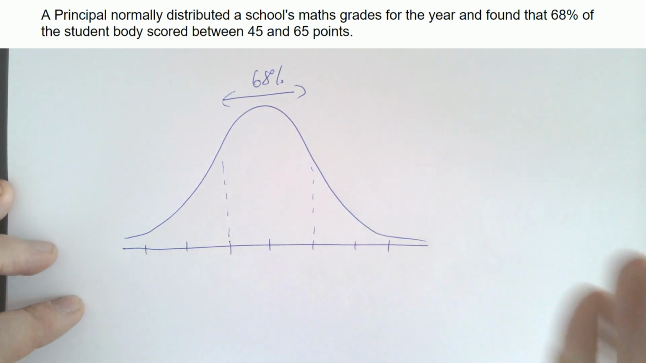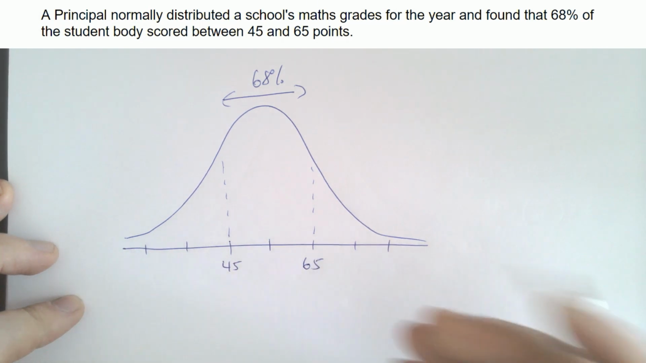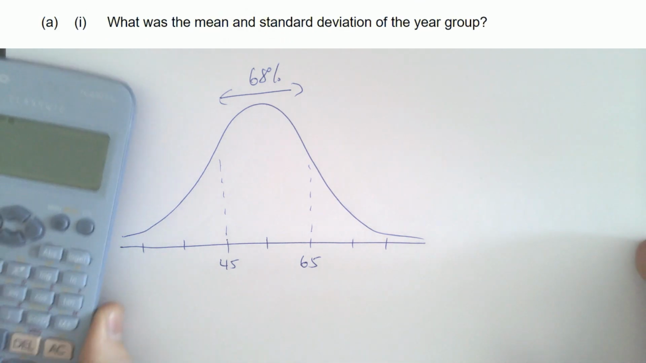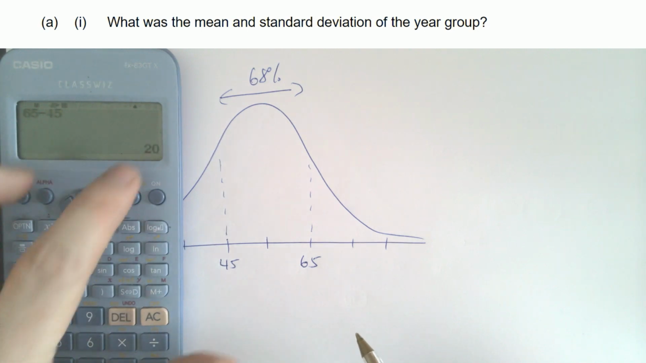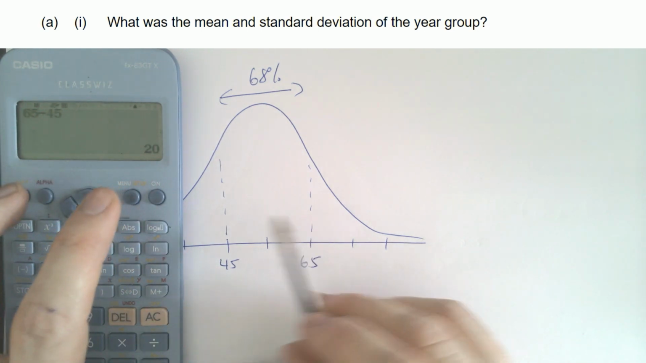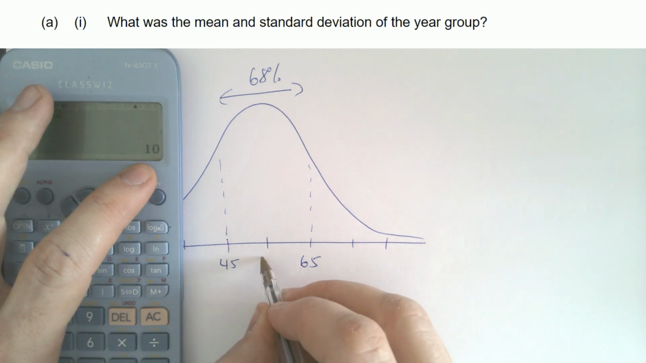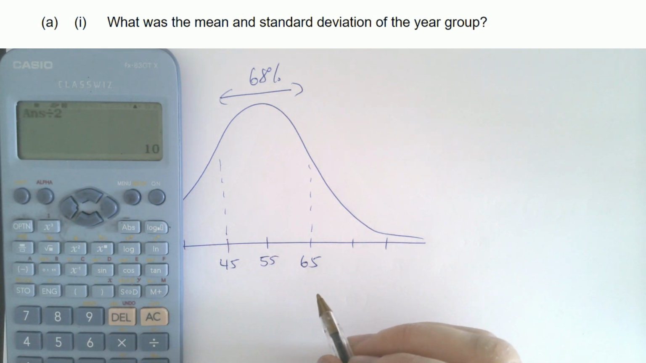And that's going to help me out because it tells me that the student body scored between 45 and 65. So I think I can figure out the mean and standard deviation from this. I need to find the difference between 65 and 45. So I grab my calculator and the difference is 20. And then there are 2 regions, so I'm going to divide by 2. So it's going up 10. So it goes 45, 55, 65. Or you could just find the middle number of those 2.